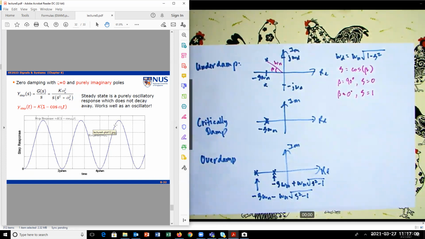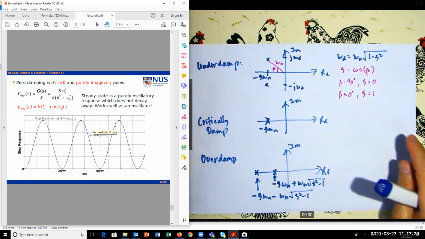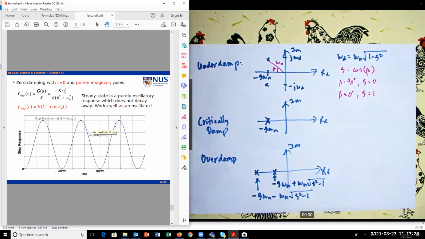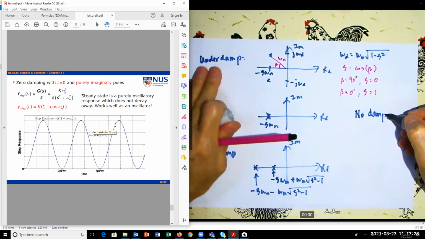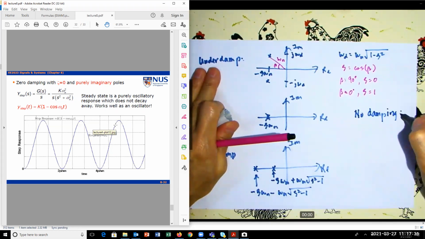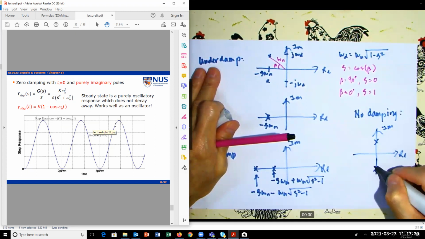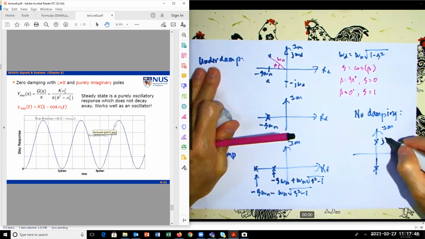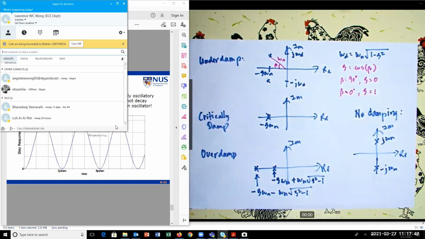That's where your poles are. And finally, the no damping case, as you can see, is just plus or minus j omega n. So in this case, it's just on the imaginary axis. So this is no damping. If you draw it, real, imaginary, it will be here and here. So the 2 places will be j omega n and minus j omega n. So those are where your poles are.